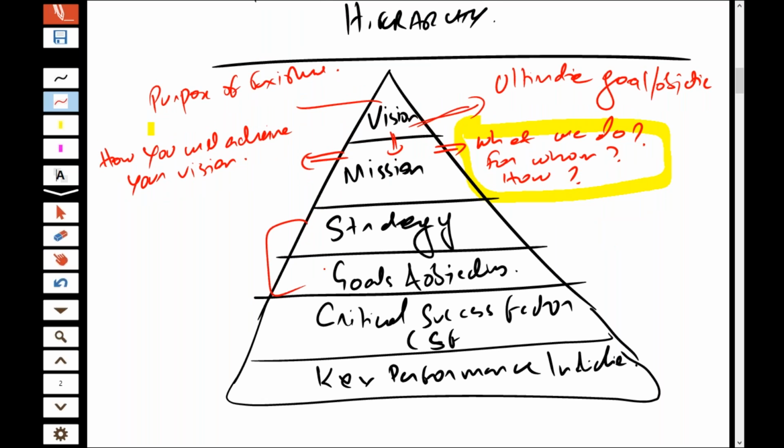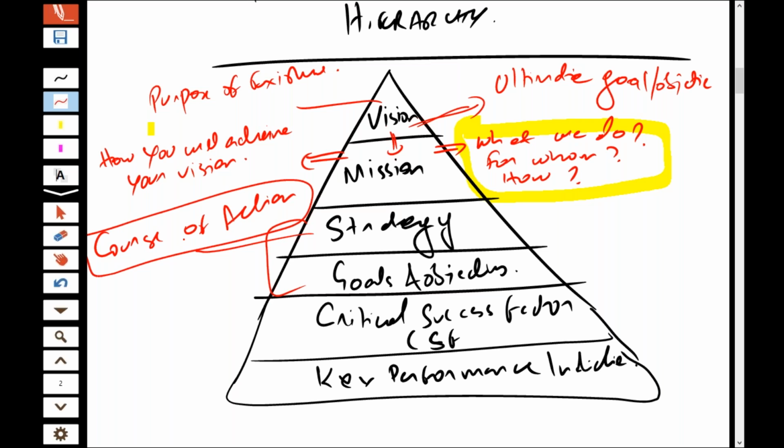And then we have got the strategy, goals, and the objectives. What are these strategies, goals, and the objectives? The strategy covers the course of action that you would take in order to achieve your mission. Let me repeat, the strategy tells you the course of action that you would take in order to achieve your mission. And then you've got the goals and the objectives.